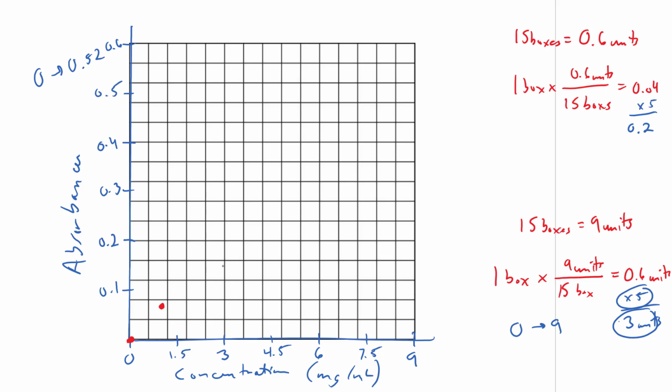0.16, right about there. Next, we have 5 and 0.284. 5 and 0.284, right about there. 7 and 0.409.